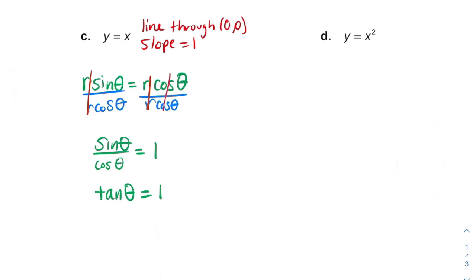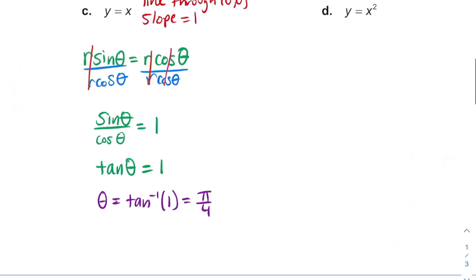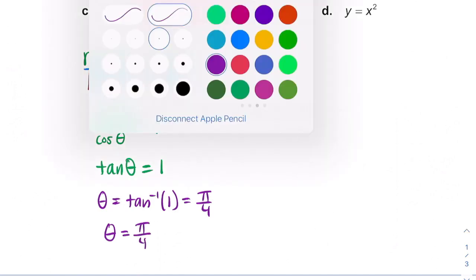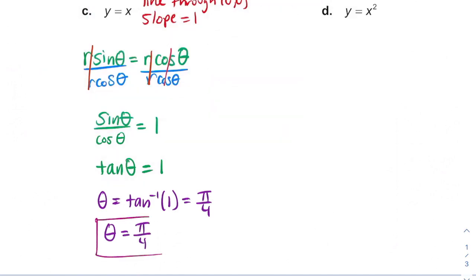So now to solve for theta, I need to use the inverse. That means that theta is going to be equal to the tangent inverse of 1. Now is when we would go to our unit circle. Where is tangent equal to 1? And that is going to be at pi over 4. So that gives us solved for either r or theta. R went away, so we couldn't solve for r, so we solved for theta. Theta is equal to pi over 4, which feels crazy, but this is actually an equation.